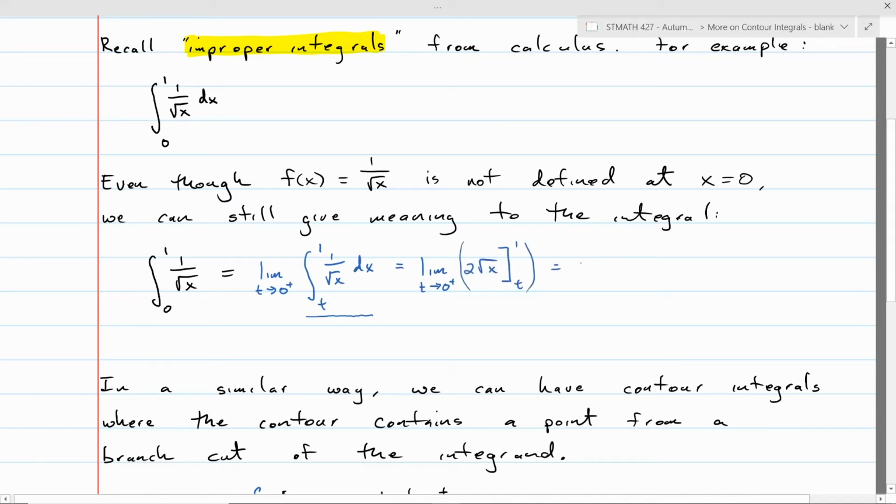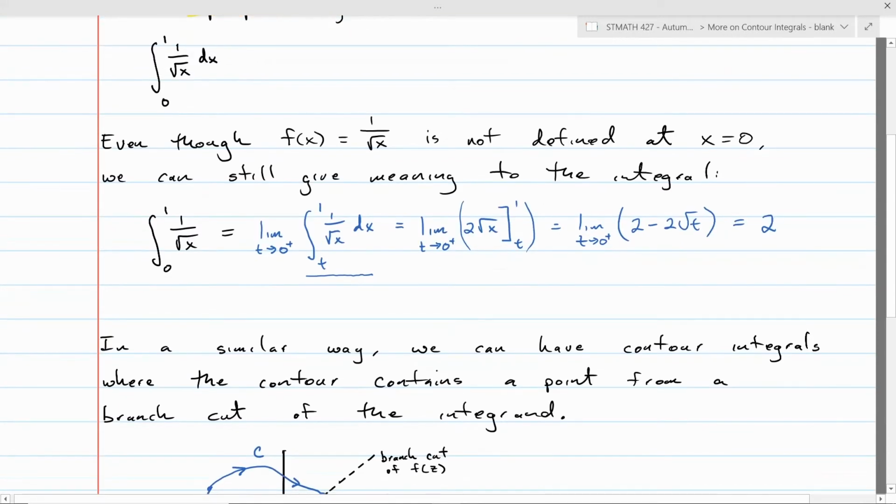And then what does that work out to? Let's see. Limit as t goes to 0. Plug in 1, you get 2. You get minus 2 square root of t. And then as t tends to 0, the square root of t term goes to 0, so you just end up with 2.